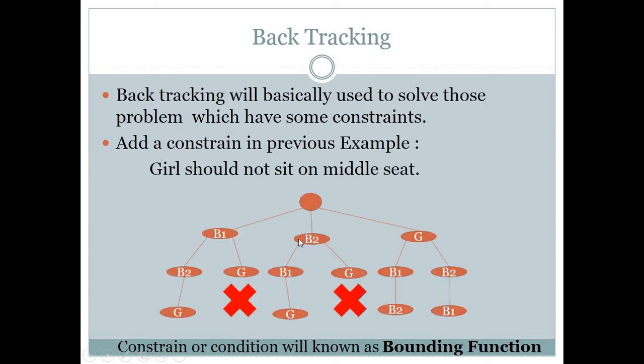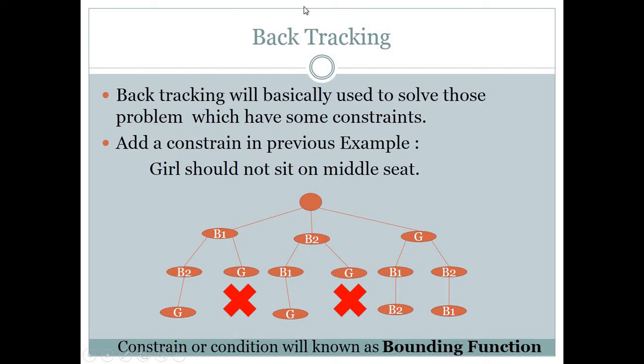As in our example, here the girl is in the middle, and here also the girl is in the middle, so we cannot take these as solutions. So our solution set will be compressed. Instead of 6 we will get only 4 solutions, 1, 2, 3 and 4.